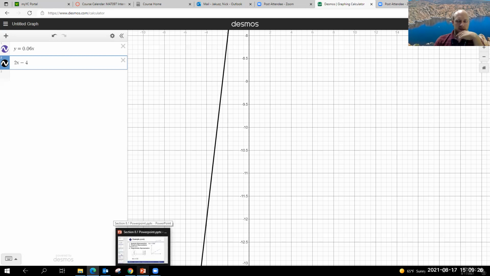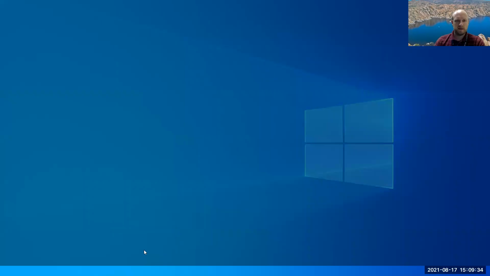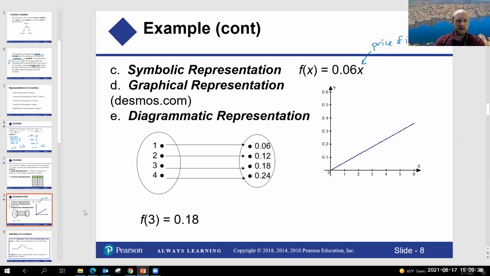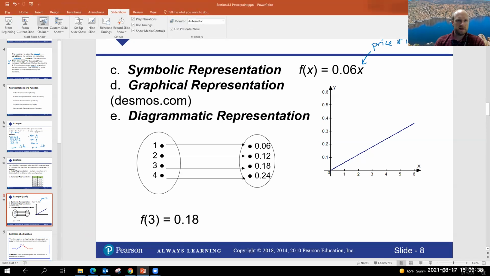Okay, so that's a little bit of how you use Desmos. We will use that more. So don't say, oh, that's the last time that Mr. Jacobs is going to do this. No, we're going to come back to it. Okay. But let me go back to our PowerPoint.